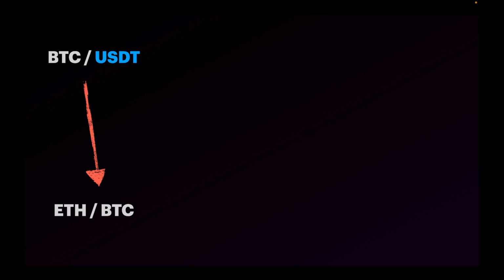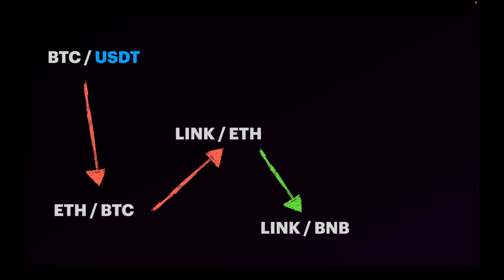But you don't just have to do a three-way triangular arbitrage opportunity. I could do one, two, three, four swaps. So I could go to BTC, then to ETH, then to LINK, then from LINK to BNB, and BNB back to USDT. And I don't have to start with USDT either. This just helps to simplify the example.